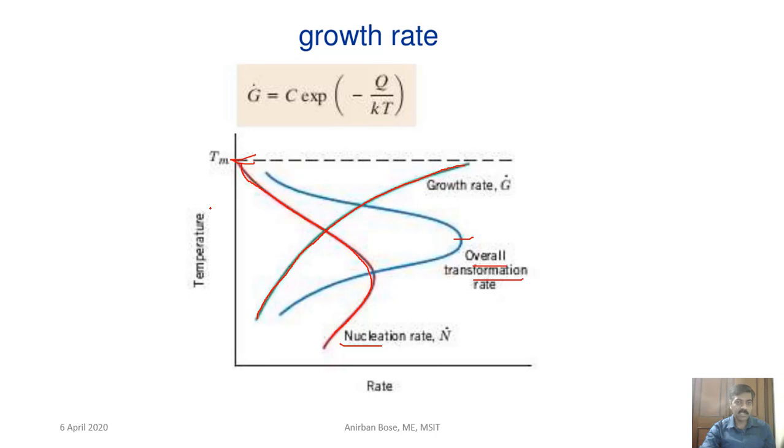Up to a certain level, it is the nucleation which dominates, and after that, if the temperature is very, very low, then diffusion will be very, very low, and that is why the net transformation rate will decrease. Okay, so this is the net transformation rate. This blue curve is very, very important, because in the subsequent sections we are basically going to concentrate on this blue curve, or the net transformation curve.